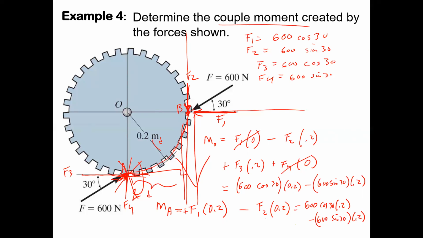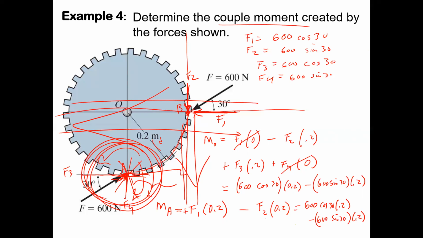Counterclockwise. F1 about point A is making the wheel want to go this way. Right? You've got a big stream going this way. It's going to make the thing go that way, right? Yeah. Okay.